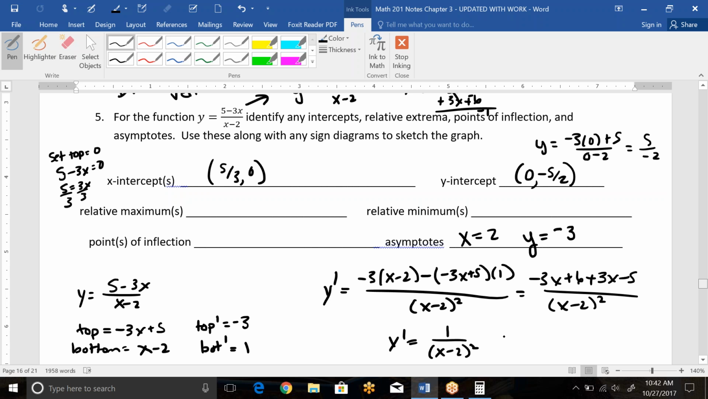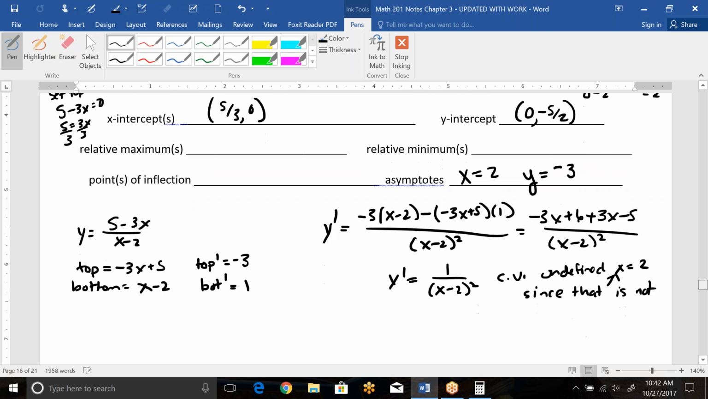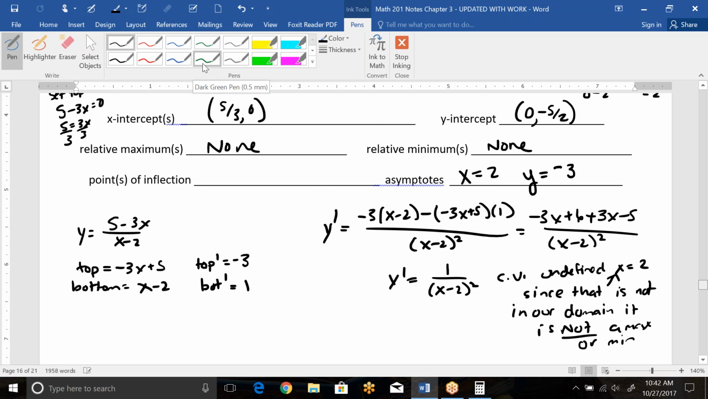The problem is our critical value here, or what we think it is, is coming from an undefined value, x equals 2. There's no x's on top. Since that is not in our domain, it can't be a max or min. In fact, because it's also an asymptote, you are going to have just a vertical dashed line there that you don't cross at all. So that means we have none for relative max and none for relative min, because we didn't find any critical values that weren't undefined in the original function.